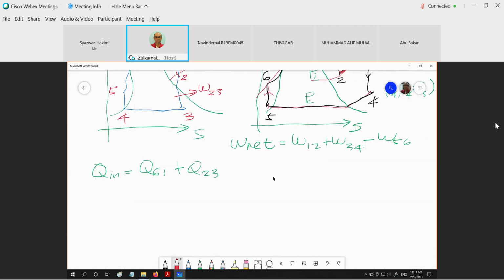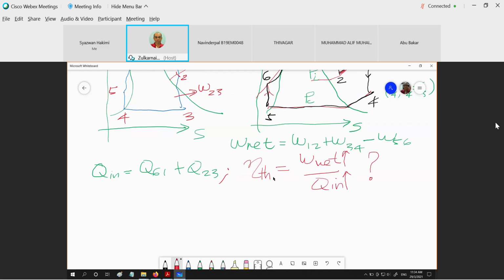Although we are getting the work output to increase, can we say that the thermal efficiency also increases? So it's very subjective. Although W net is going to increase, at the same time we are also increasing the Q in. So it's a very big question mark whether we are going to have better efficiency or not, because we are increasing both of these two parameters. W net increases, at the same time, Q in also increases.